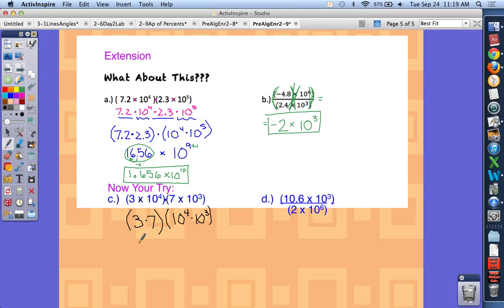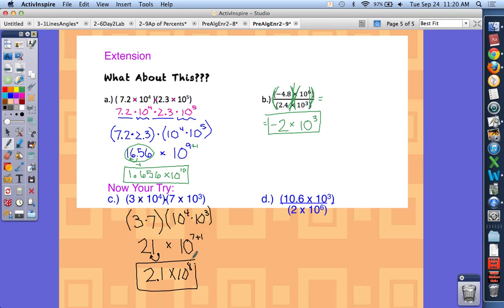3 times 7 is 21 times, multiplying the same base, add the exponents, 10 to the 7th. Always check, is your answer in scientific notation? We should be getting a hold of this by now. This is not in scientific notation. I need to make this number smaller by 1, so I'm going to make this exponent larger by 1 to keep it the same value. So 2 1/10 times 10 to the 8th would be your answer here.